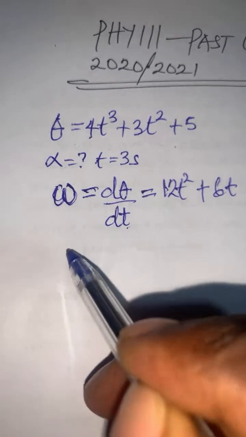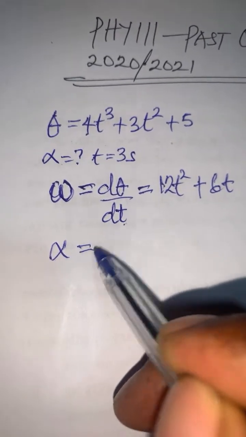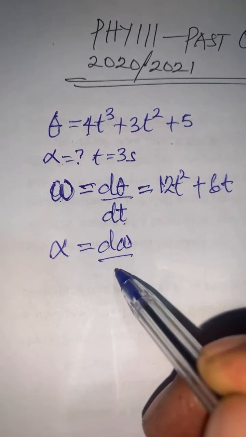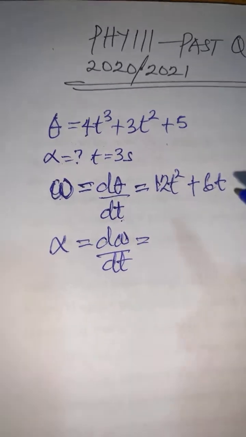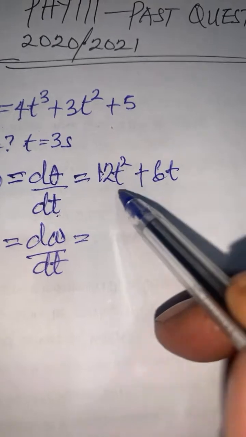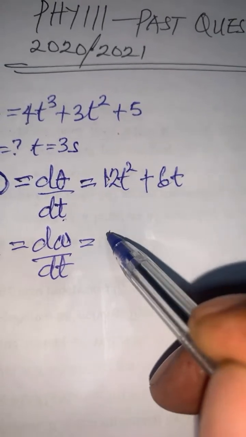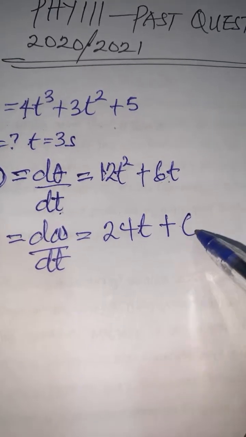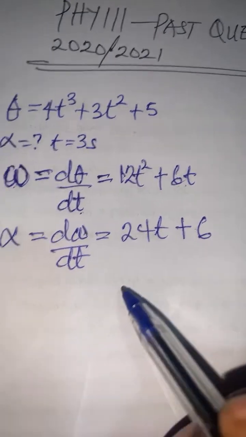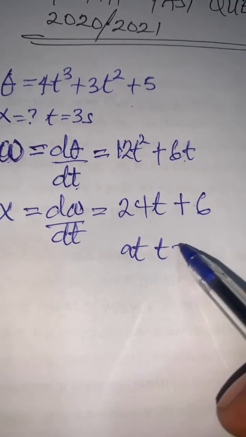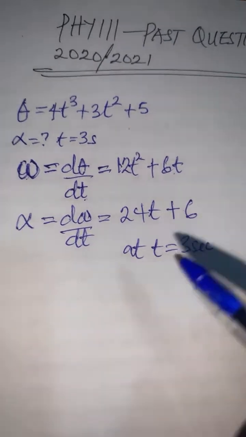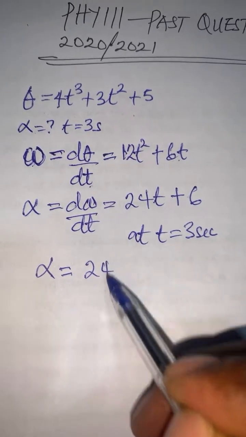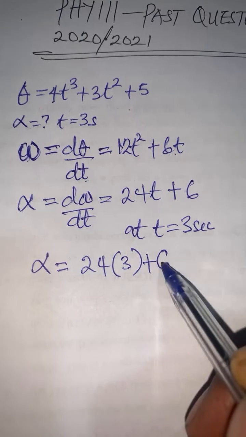So the next thing we need to do for this angular acceleration is to differentiate this omega, which is angular velocity, with respect to time. That means we are differentiating this one again. I'm just breaking it down. If you differentiate this, you have 24t plus 6. So at t equal to 3 seconds, what do we do? Angular acceleration will be equal to 24 into 3 plus 6.